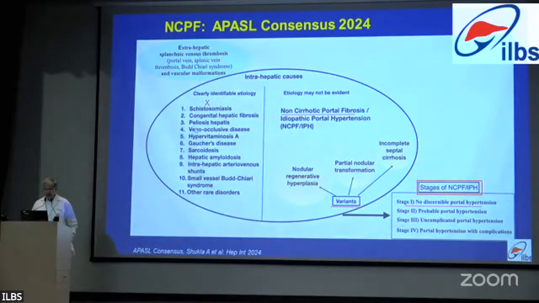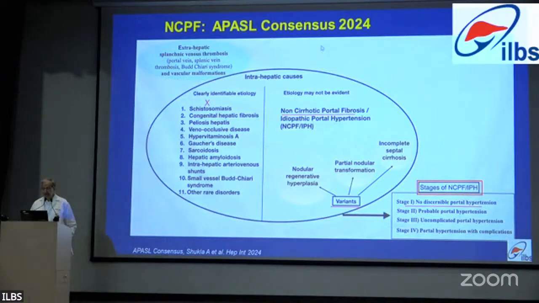And these entities are excluded because they are independent diseases: schistosomiasis, congenital hepatic fibrosis, peliosis, VOD, hypervitaminosis, and many others like this. And non-cirrhotic portal fibrosis now has three main subgroups. One is a group where you have idiopathic or non-cirrhotic, but the classical feature is of obliterative portovenopathy. Then you have variants, NRH, partial nodular transformation, or incomplete septal cirrhosis.